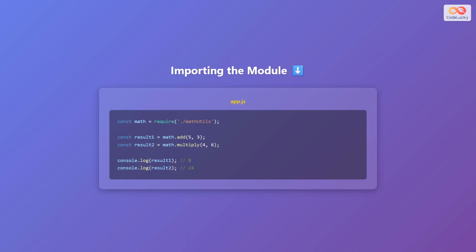Now that our module is set up in exporting functions, let's see how to import and use it in another file. In our app.js file, we use the require function to import the mathutils module. The require function returns the module.exports object from mathutils, which we assign to a constant named math. Now we can use the add and multiply functions from the math object, and the results are then printed to the console.